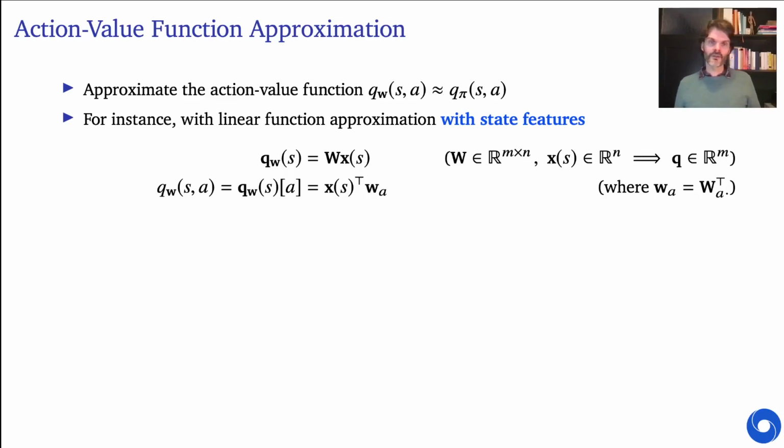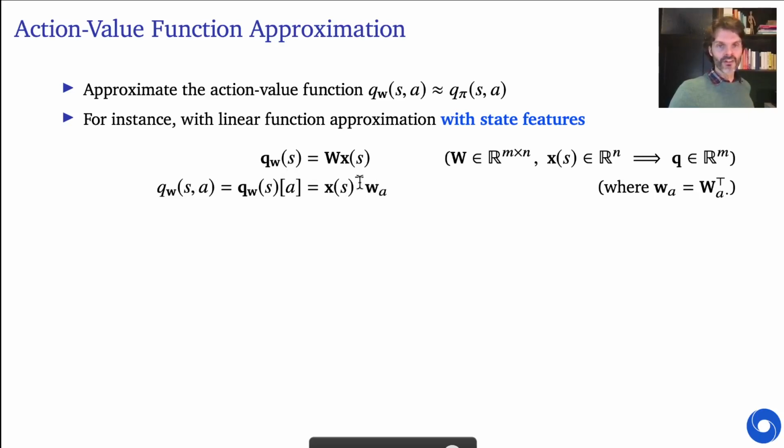A different way to write down the same thing would be as follows, where we still have this scalar function for state and action, and it's defined as indexing this vector that we get from this first operation with the action. So we have a matrix that has size number of actions by number of features. When we multiply that with the number of features, we get a vector of size number of actions. And then we just index in there to get the action value for the action that we're interested in.